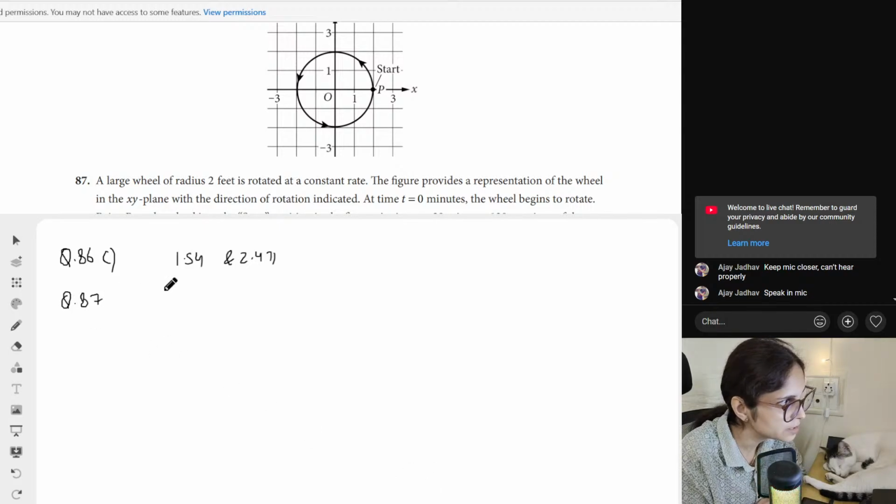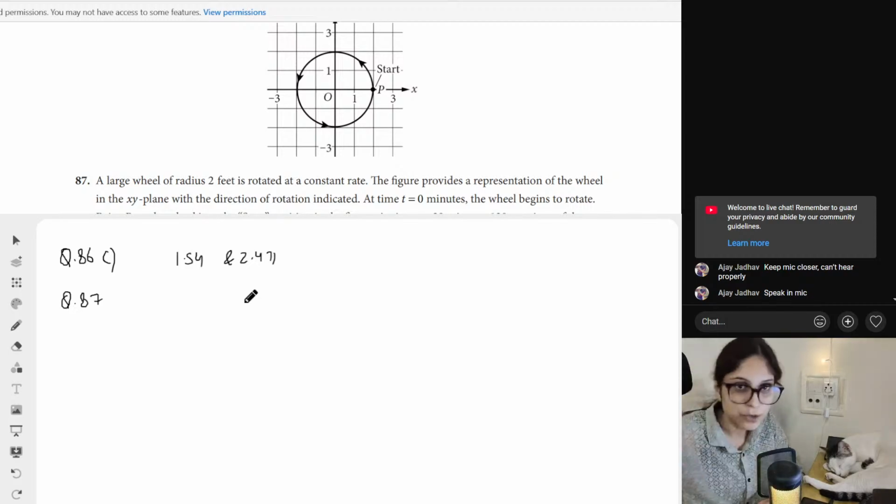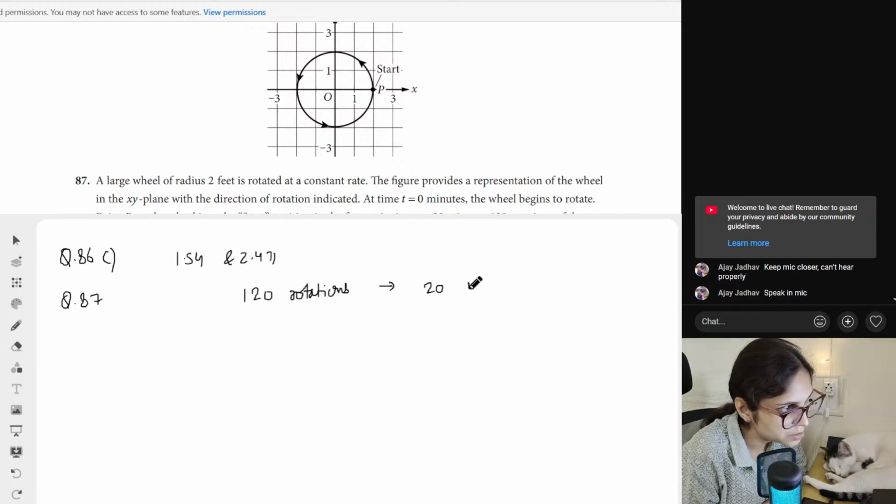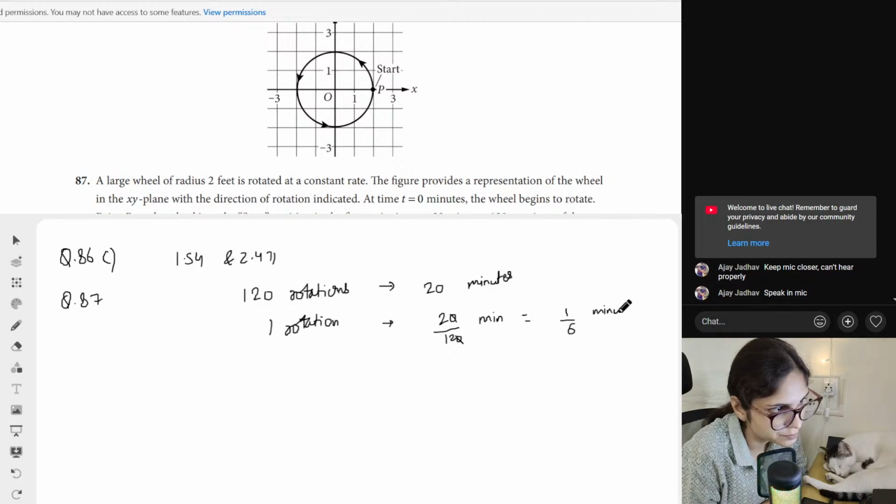One rotation means one cycle. So 120 rotations means 20 minutes, and one rotation means 20 over 120 minutes. That is 1/6 of a minute. Got it? So your period is 1/6.